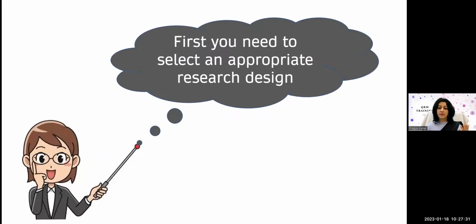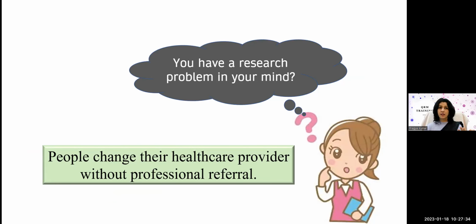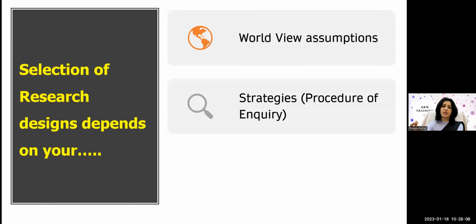The selection of this appropriate study design depends on what we studied together yesterday. If this is the research question, that people change their healthcare provider without professional referral, now you have to tell me what the research design will depend on. Yesterday we covered it. I may ask you to write in the chat box, or to unmute and say it. Sujit is writing ontology. Yes, because axiology is now clear, that this is the research topic. So we will start with ontology, and then epistemology, and then the research methodology.